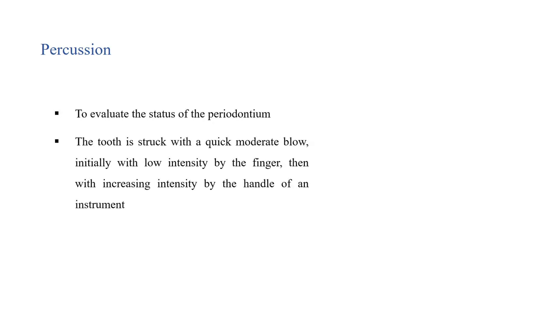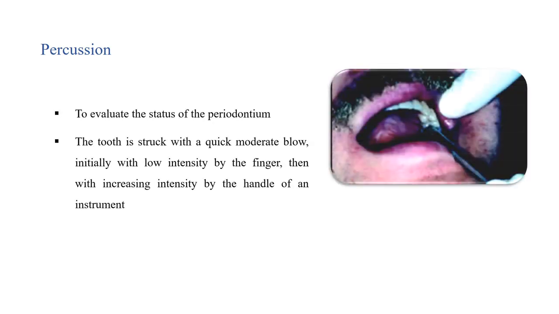As I explained earlier, percussion is done to evaluate the status of the periodontium. Right away, we should not give a heavy blow to the tooth. We should use the rear end of a mouth mirror, the handle of the mouth mirror, and hit it with a moderate blow with low intensity initially, and only increase the intensity later, so that if the patient is in pain, we don't cause unnecessary trauma and distress to the patient. Once pain is elicited, as I told you earlier, it indicates that there is inflammation of the periapical tissues.